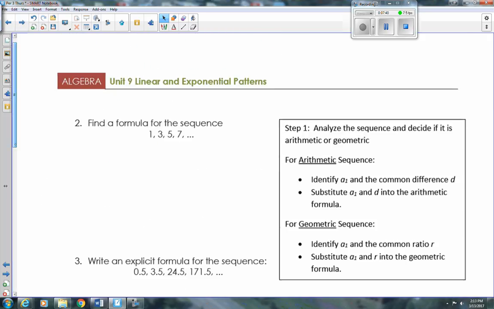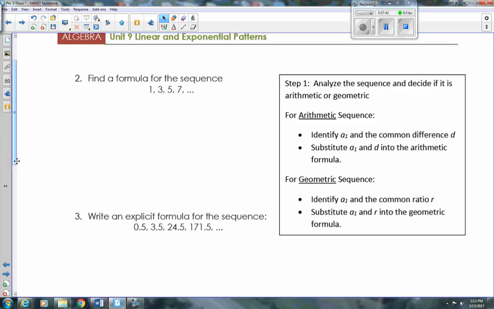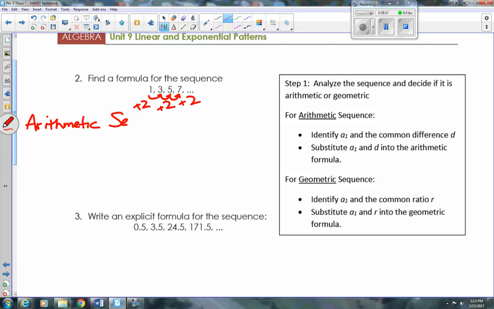I want to find a formula for this new sequence of numbers, going from 1 to 3, 3 to 5, 5 to 7. Looks like I'm adding 2 to my previous term each time. If I'm adding the same number, then I know that this is going to be an arithmetic sequence. And I know from yesterday that I have a value of D, my common difference, and that is that number that I'm adding each time. So D is equal to plus 2 in this case.